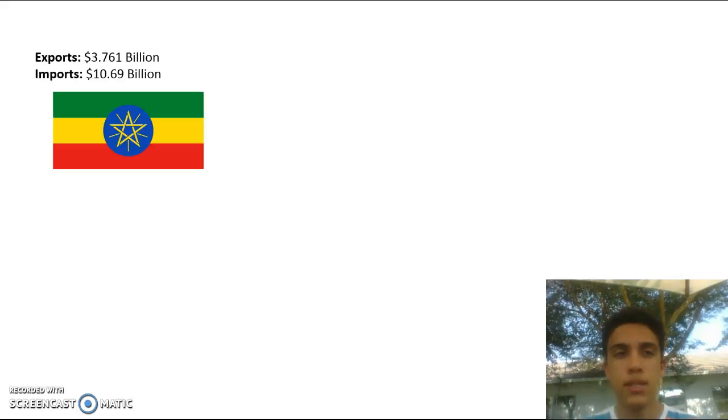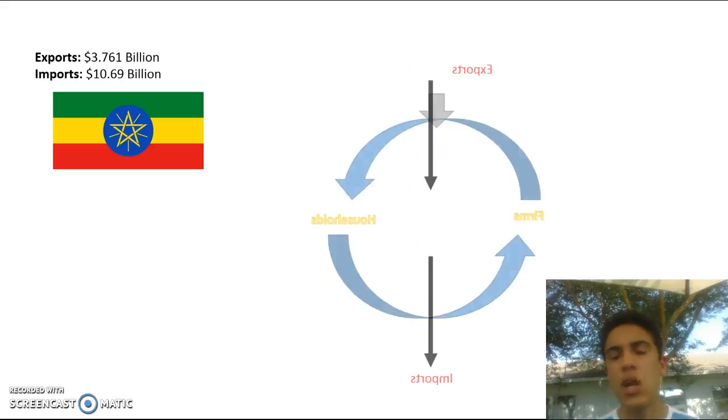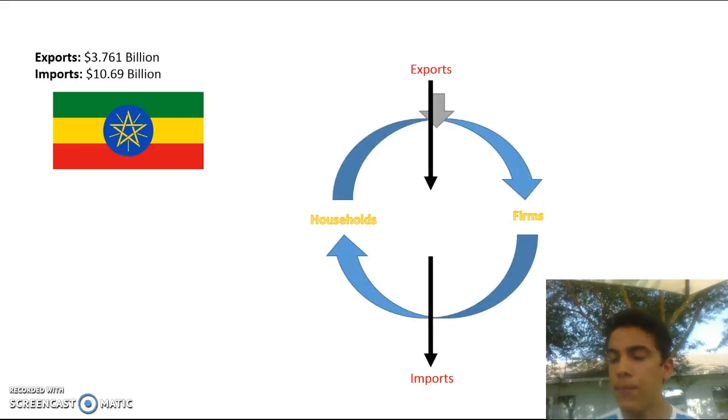The next sector that I said I would explain is the foreign sector, which is exports and imports. And this is the diagram. It's basically the same thing. The exports come into the circular flow and they just go around it. The thing is that the leakage now is imports. Imports will leak out of the circular flow.